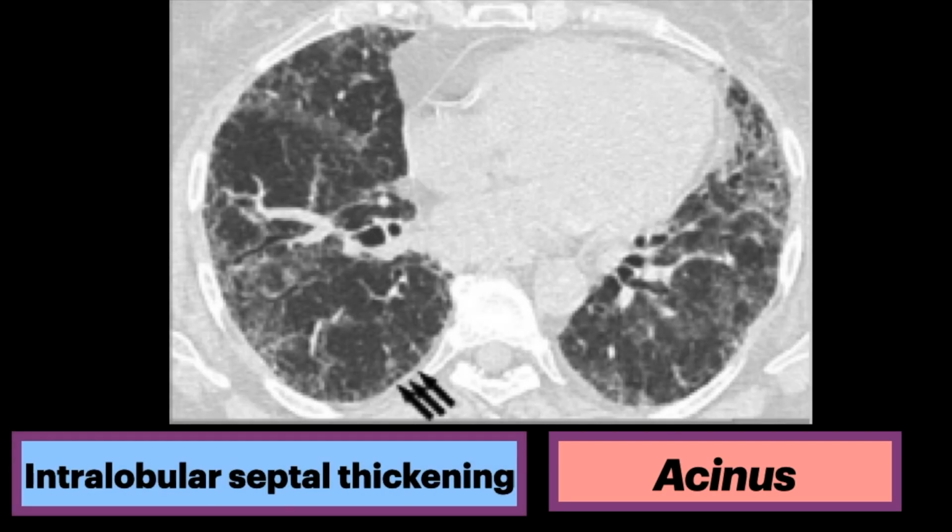Lastly, in this adult female presenting with shortness of breath and the diagnosis of nonspecific interstitial pneumonia, we see septal thickening in the range between 6 to 10 millimeters in size, illustrating its interacinar location. This is called intralobular septal thickening, in contrast to interlobular septal thickening.